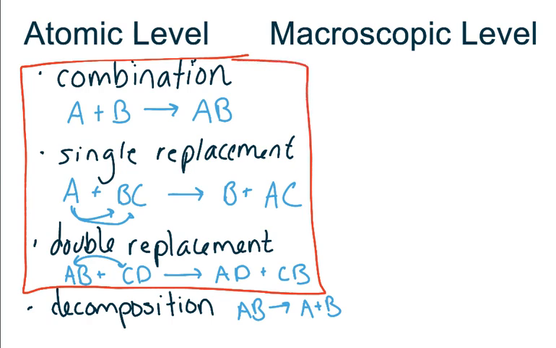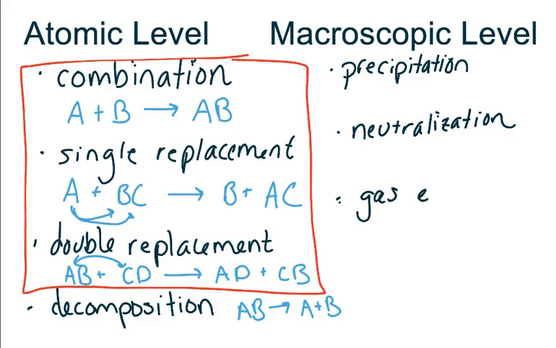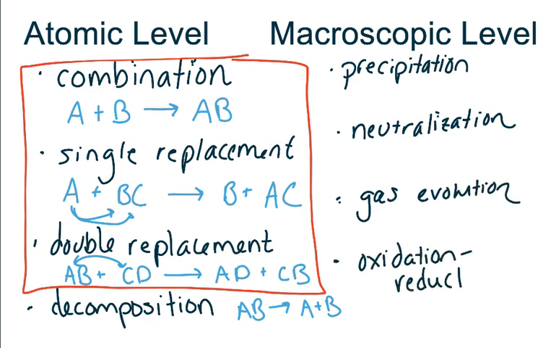Looking at a reaction from the atomic level is really helpful because it allows you to predict whether a reaction might occur or not. However, you can't see atoms, and so sometimes it's really helpful to classify a reaction based on what you actually see happening. Some different classifications for the macroscopic level are precipitation reactions, acid-base neutralization reactions, gas evolution reactions, and oxidation reduction reactions, which are also called redox reactions. Now these are based on what you will see during the reaction.